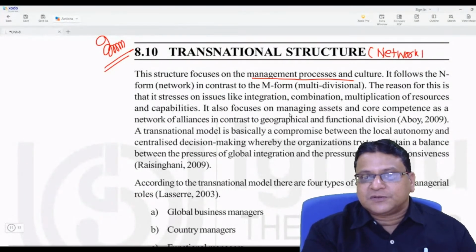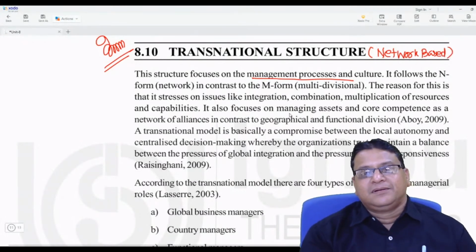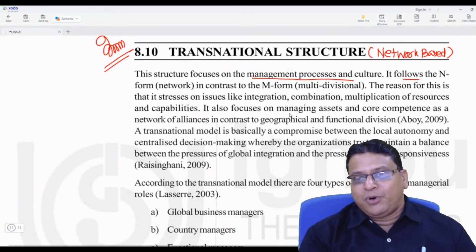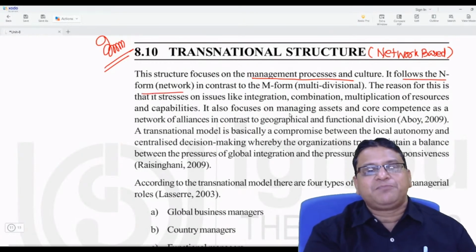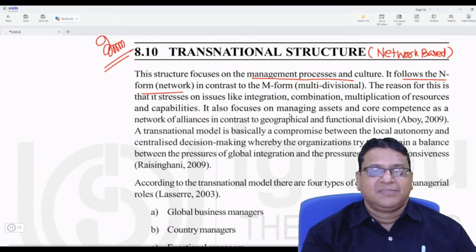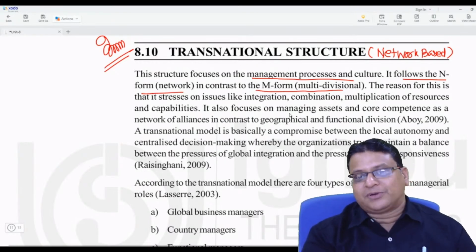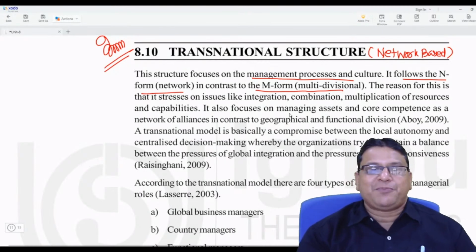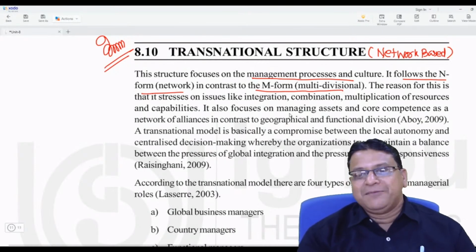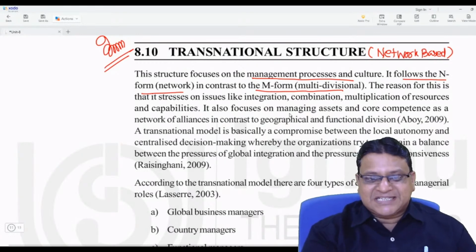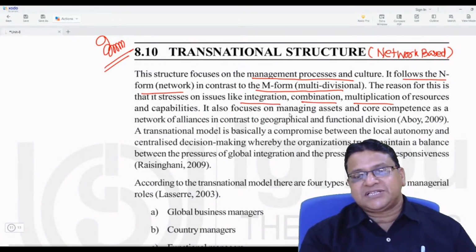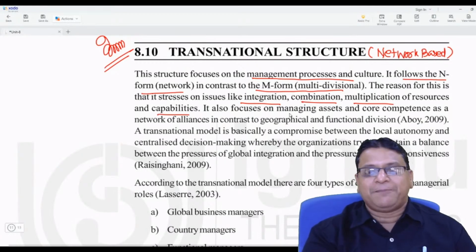Network-based structure, transnational structure. It follows N form. What is N form? Network form. In contrast to M form, M means multi-divisional form. It is based upon N form, not M form. It stresses integration, combination, and multiplication of resources and capabilities.